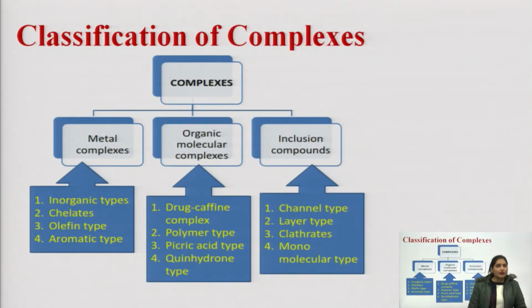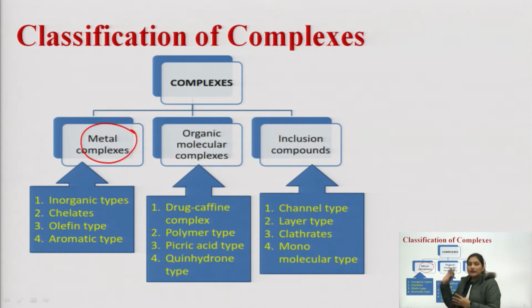Now, next comes the classification of complexes. Complexes can be classified into 3 different classes. What are these classes? First is metal complexes. In this, a metal ion is involved and certain entities or species are attached or linked with it through certain intermolecular forces, and that results in the metal complexes.